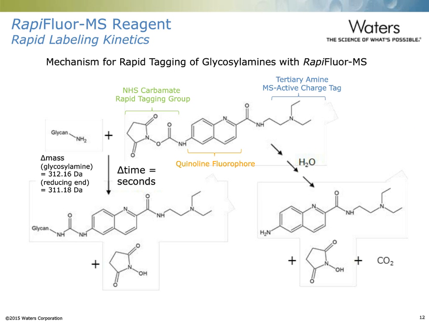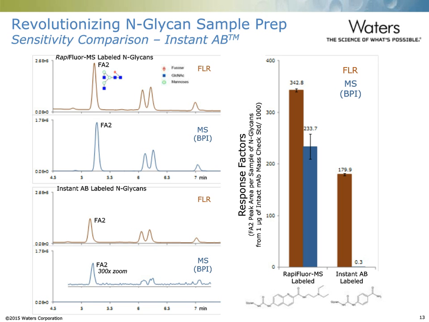In particular, the response factors of RapiFluor-MS labeled glycans have been benchmarked against those observed for glycans labeled with alternative labeling reagents. The most closely related commercially available alternative to RapiFluor-MS is an NHS carbamate analog of aminobenzamide known as InstantAB. The figures on the left present HILIC fluorescence and base peak intensity MS chromatograms for equivalent quantities of N-glycans released from a murine monoclonal IgG1 antibody and labeled with RapiFluor-MS and InstantAB respectively. Based on the observed chromatographic peak areas, response factors for fluorescence and MS detection were determined for the most abundant glycan in the IgG profile, the fucosylated biantennary FA2 glycan.